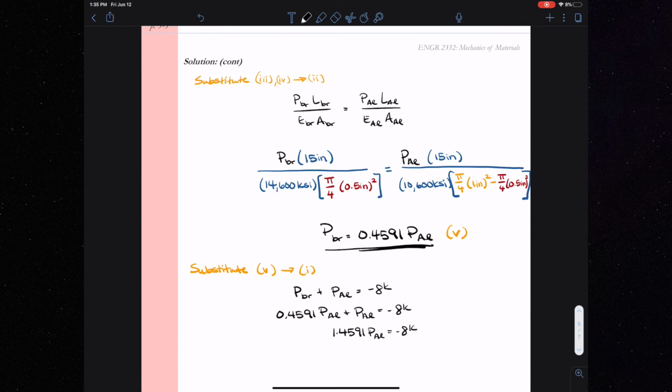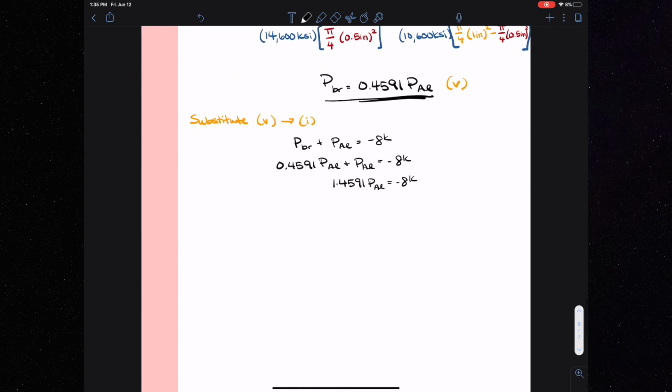So I can solve for P aluminum. I get that P aluminum is negative 5.483 kips, the negative sign indicating that the aluminum shell is in compression. And then using the relationship 0.4591 times P aluminum, I can solve for P brass. P brass is negative 2.517 kips, also in compression.